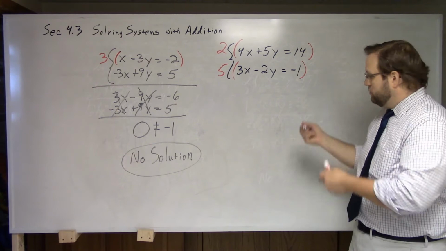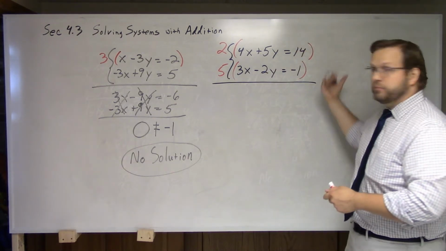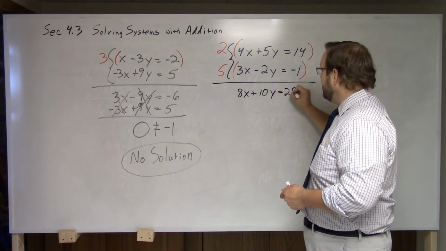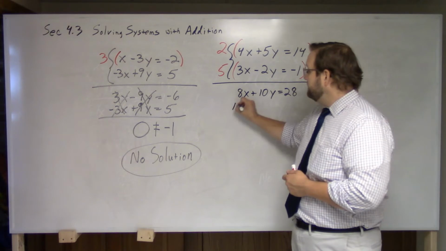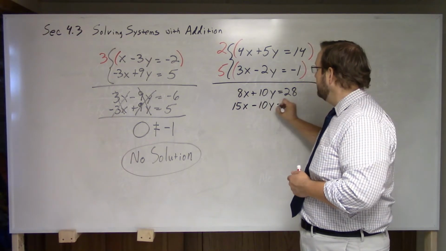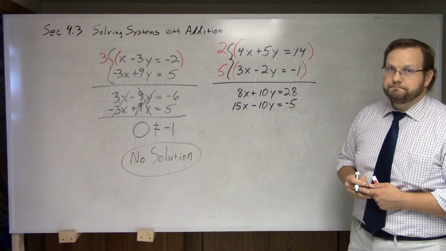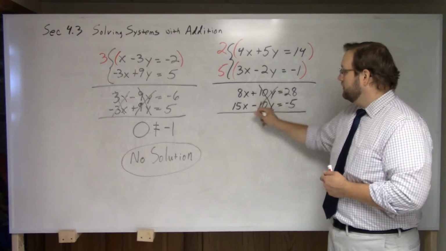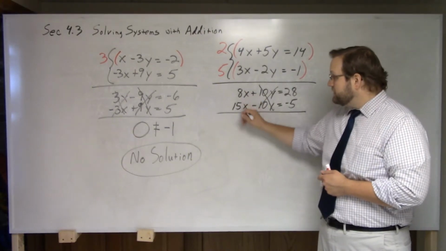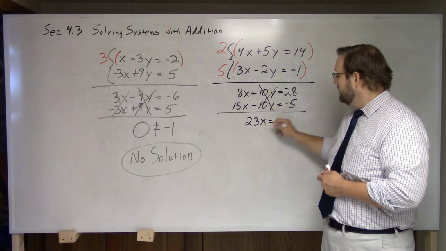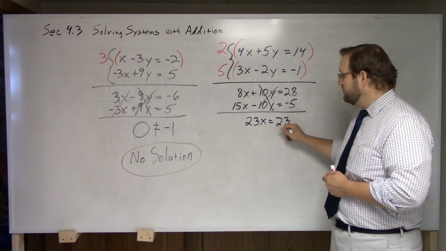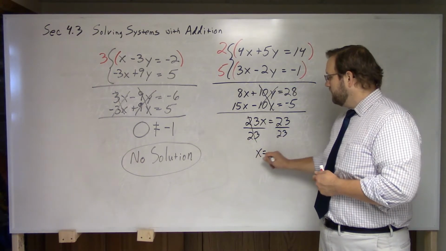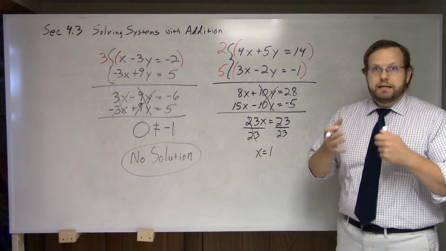Now, let's find out what we have left. Distribute a 2. I have 8x plus 10y equals 28. I have 15x minus 10y equals -5. Now, I was targeting the y's, and the y's cancel. Those are gone. I get 8 plus 15 is 23x. 28 minus 5 is 23. I can divide by 23. And x equals 1. Now I need to find my y.